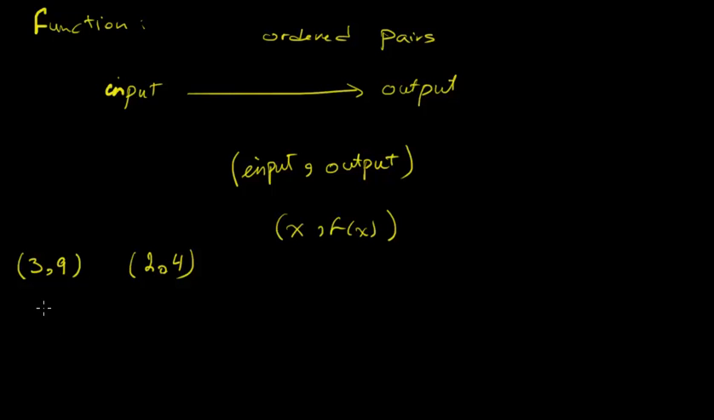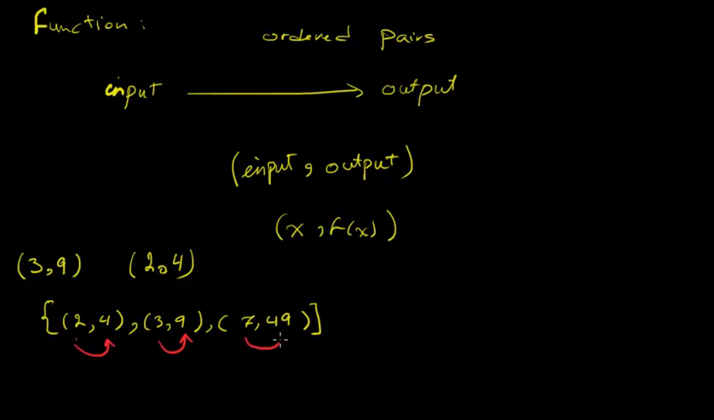Let's say we have 2 and 4, 3 and 9, 7 and 49. This is a set of ordered pairs. So 2 is related to 4, 3 is related to 9, and 7 is related to 49.